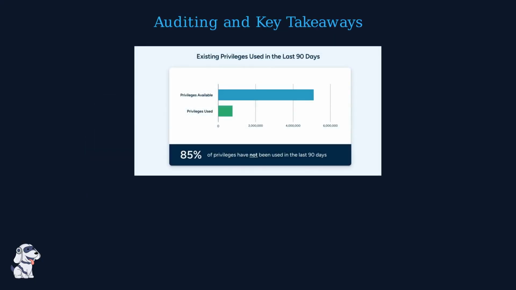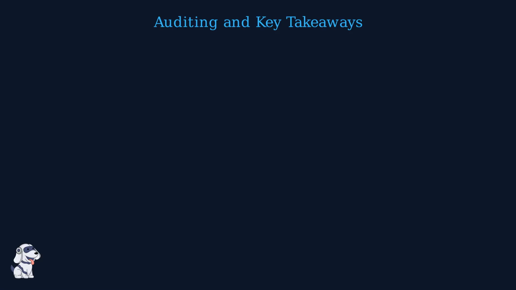To wrap up, a startling reality in many Snowflake environments is that 80% of granted privileges go unused. We call this overprivilege. Use Snowflake's Access History view to identify exactly what is being used. This allows you to prune unnecessary roles and follow the principle of least privilege.